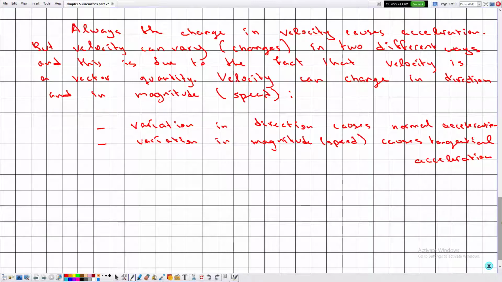Okay, and here let me remind you of the following formulas before we move to the following exercise. The average velocity is given by delta r divided by delta t, in which delta r is the displacement given by r2 minus r1, and the average acceleration is given by delta v divided by delta t.